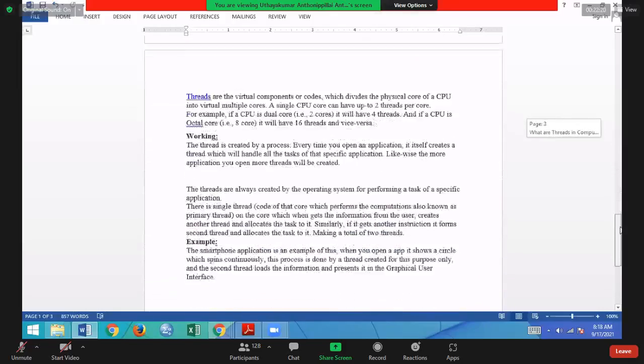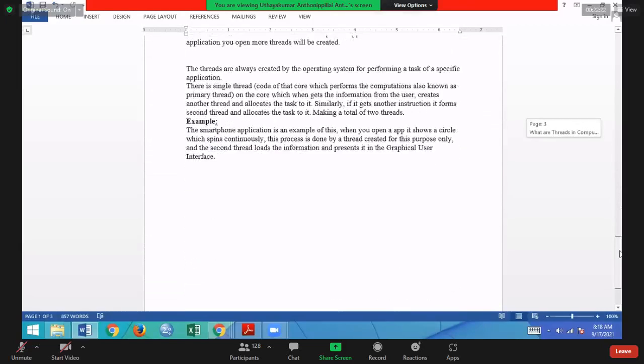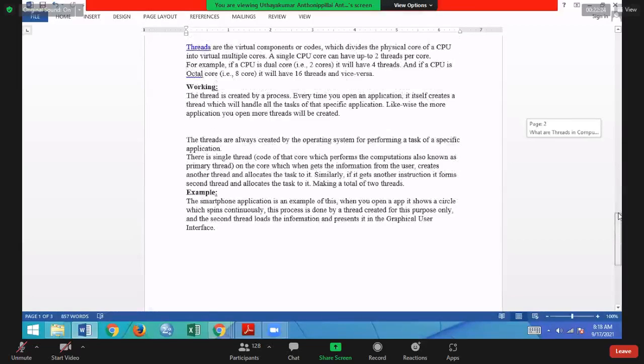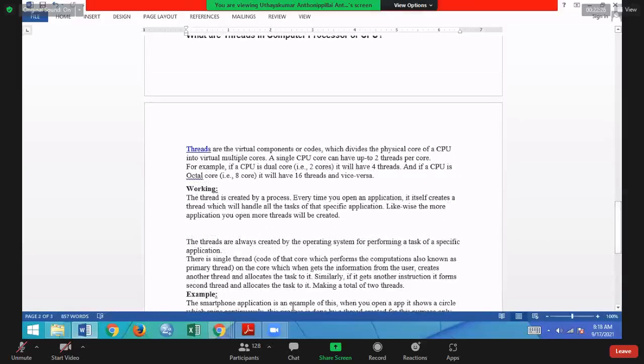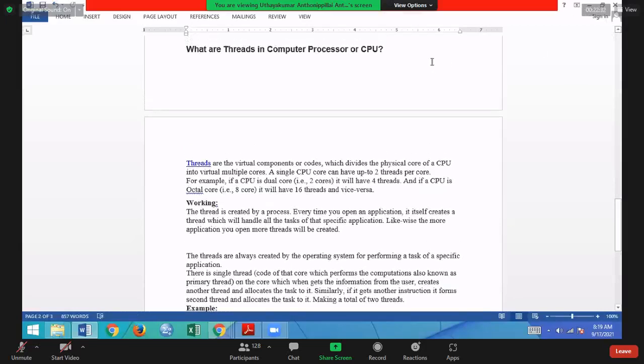In addition to that, threads also depend on the processor core. Otherwise I can say this one also: multi-threading. What are threads in a computer processor or CPU, right? Threads are virtual components or code which divide the physical core of the CPU into multiple virtual cores, right?